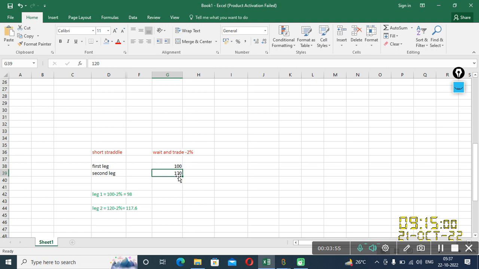So Backinzo will place orders only when this minus 2% premium condition is met. Here, minus 2% of leg 1's 100 comes out to be 98, and minus 2% of leg 2's premium comes out to be 117.6. So Backinzo will place orders only when these premiums are met, that is 98 and 117.6 for the second leg.